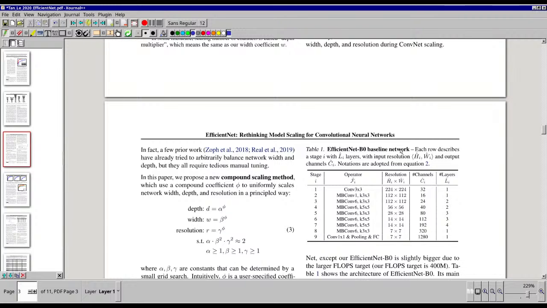EfficientNet B0 baseline. Each row describes a stage i with Ni layers, with input resolution Hi, Wi, and output channels Ci. Notations are adopted from equation 2.